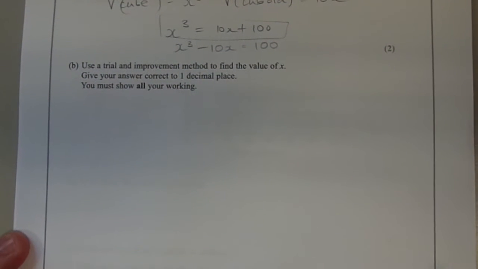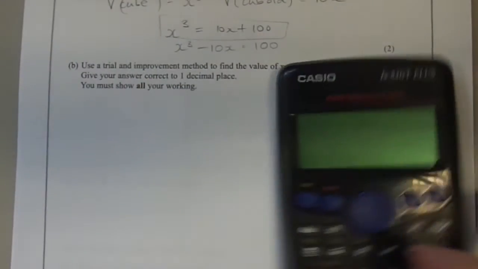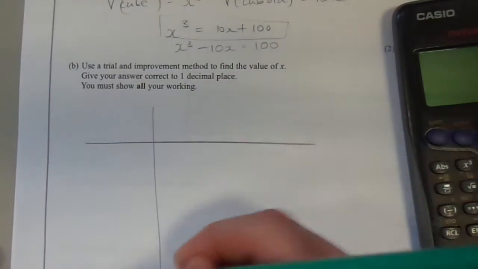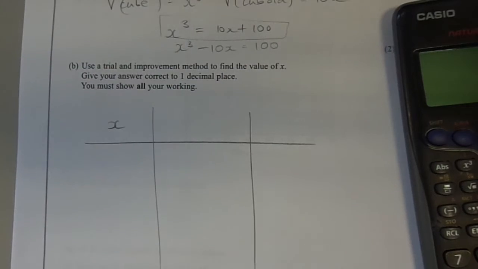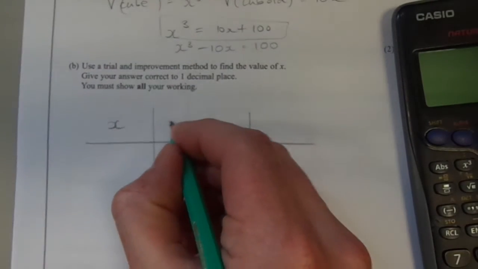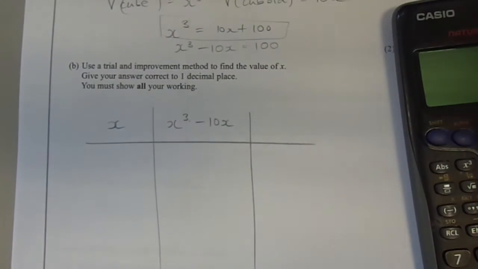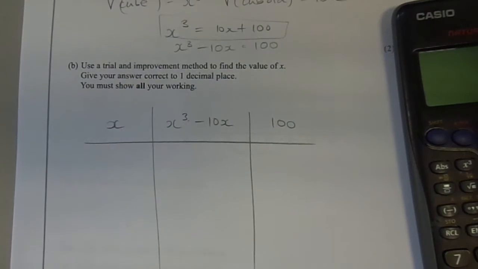Part B, we have to use trial and improvement to find a solution to this equation. You're going to need a calculator for this. It's good to set out your workings in a table, make it nice and clear. So we'll have one column for the values of x we're going to try. We'll have a second column for our workings to show what happens when we substitute those into the equation, and then the final column we'll put a comment on how close we are to the answer of 100.